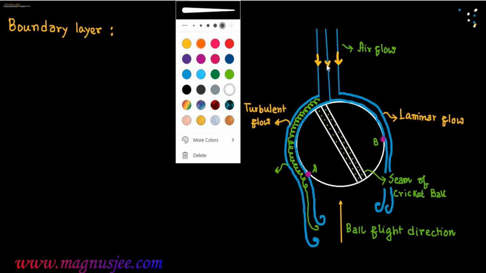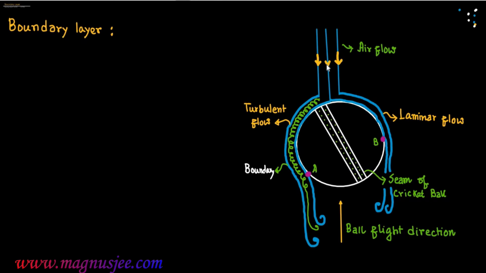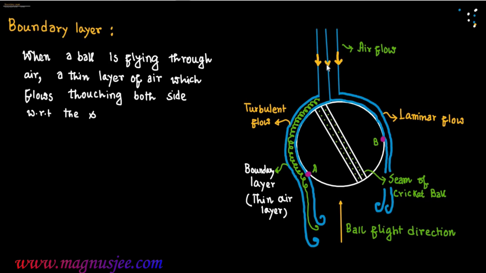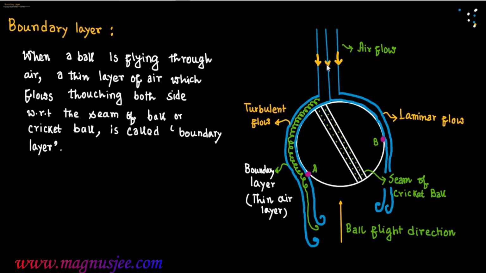This thin layer of air maintaining turbulent flow touching the seam side of the cricket ball, or touching the rough side of the cricket ball, is called boundary layer. That is actually a thin air layer. When a ball is flying through air, the thin layer of air which flows touching both sides with respect to the seam of the cricket ball is called the boundary layer.